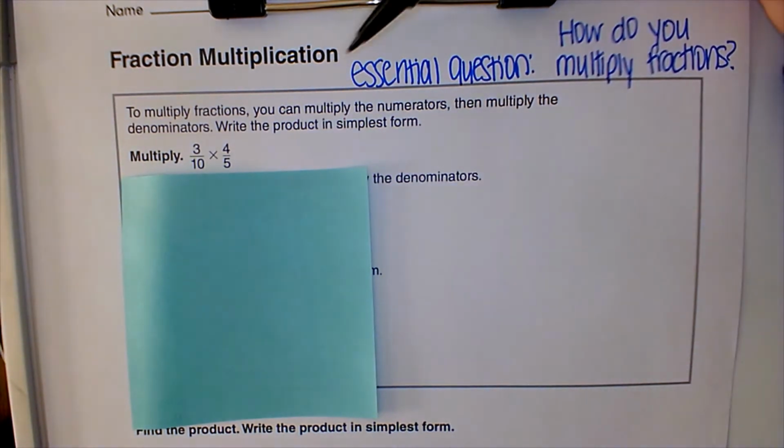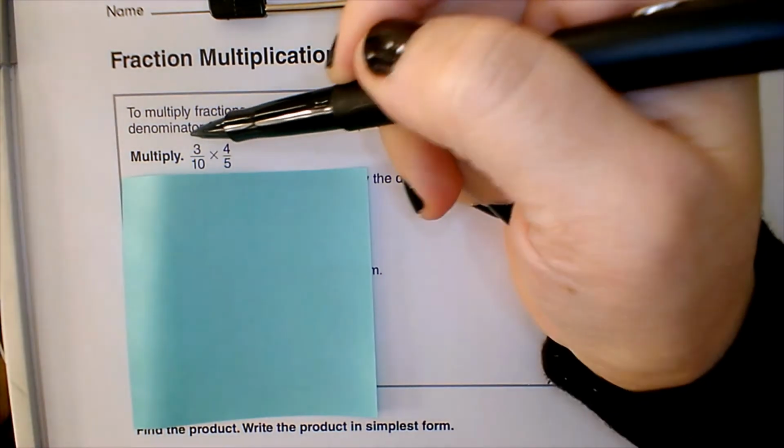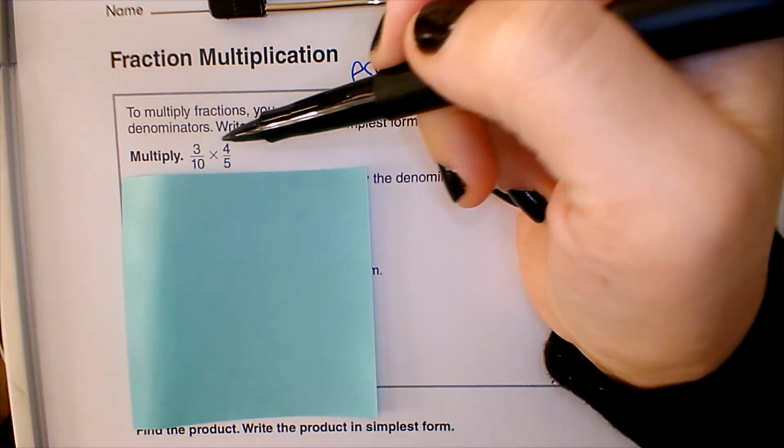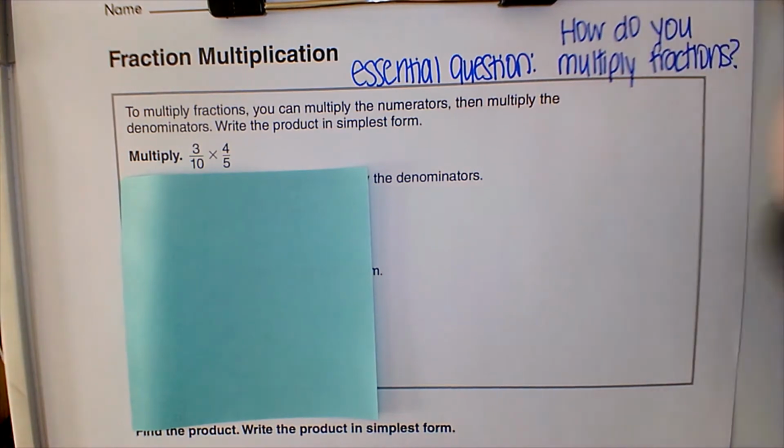This week we're going to be working on fraction multiplication. Our essential question for the week is, how do you multiply fractions? This week we're focusing on fraction by fraction multiplication, and also you will be reviewing fraction times whole number multiplication.